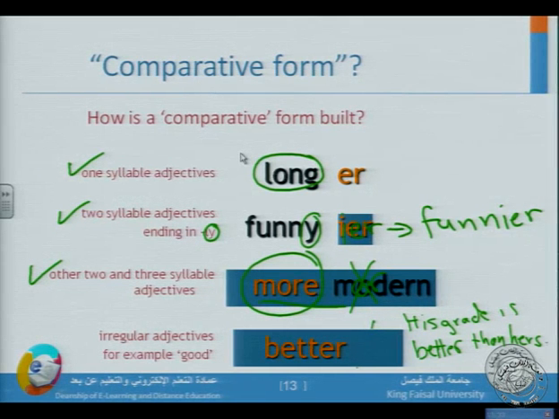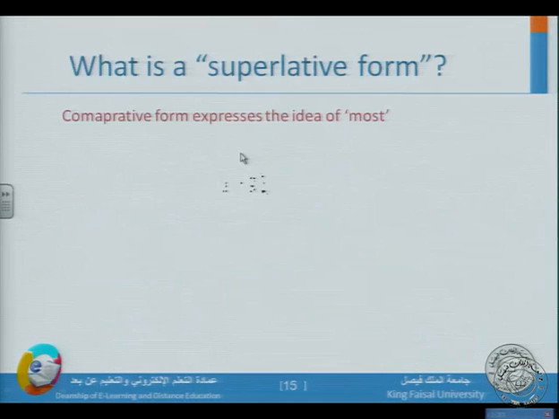لاحظوا الآن. His grade is better than hers. ما حكينا gooder. هذا ما نسميه irregular adjectives. There will be a list of irregular adjectives in this class or maybe the coming class. I'll provide you with a list of irregular adjectives. Okay?